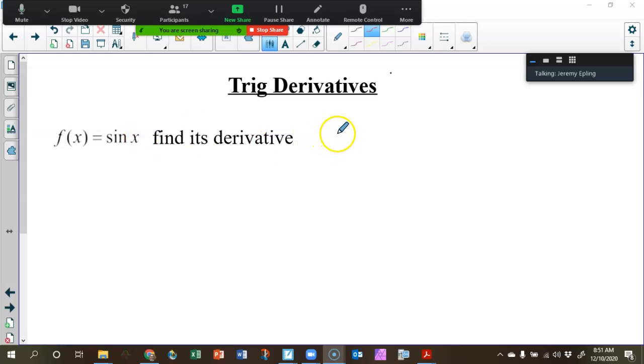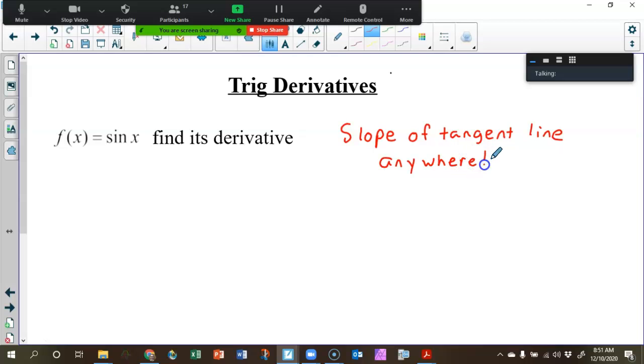Derivative, the slope of our tangent line for sine of x. Now we're going to talk about the slope of the tangent line anywhere, not at a particular location. And so there are a couple little things I want to review. One, let's talk about a picture. We know what sine of x looks like. So we're going to draw ourselves a little sketch so we know what we're doing.